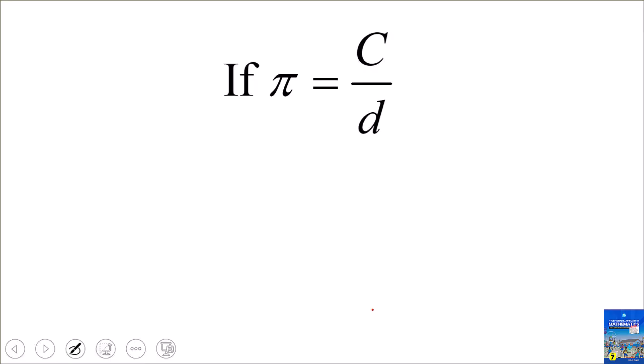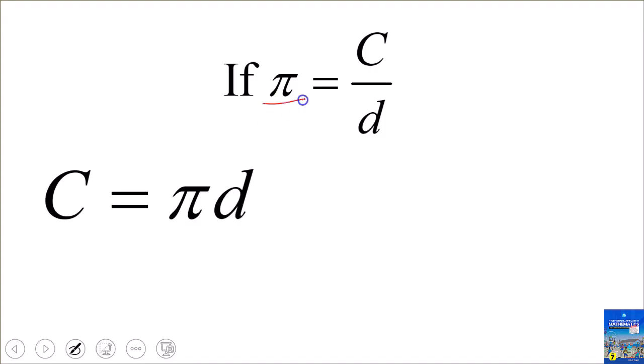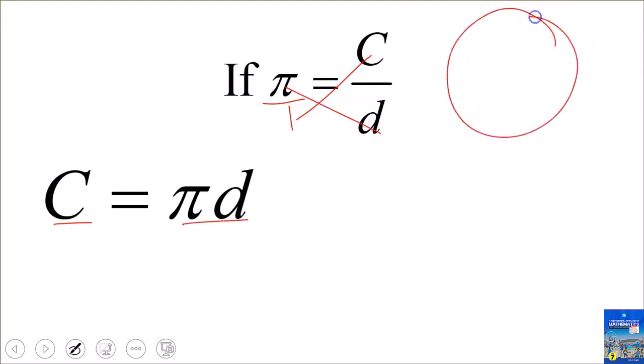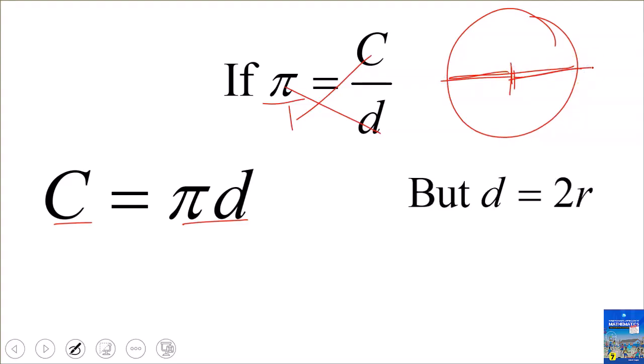So if this is true, then we can come up with this relation, that if pi is equal to c over d, that is circumference over diameter, and we try to make c the subject, we do cross multiplication. So 1 will multiply c to give us c, pi will multiply d to give us pi d. We also know that anytime we have a circle and we have a diameter, the diameter is made up of 2 radii. Okay, that's a radius here and a radius, so 2 radii. So if that is the case, then we can say d is equal to 2r. Beautiful, because here is r, here is r, together gives us the diameter.